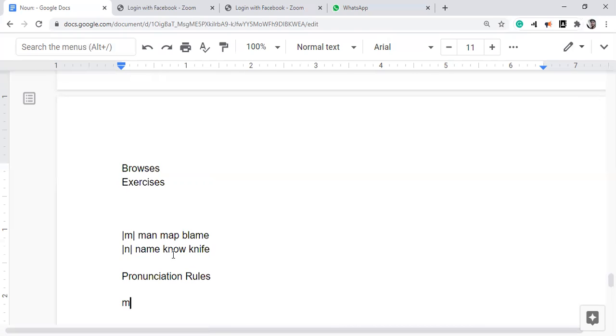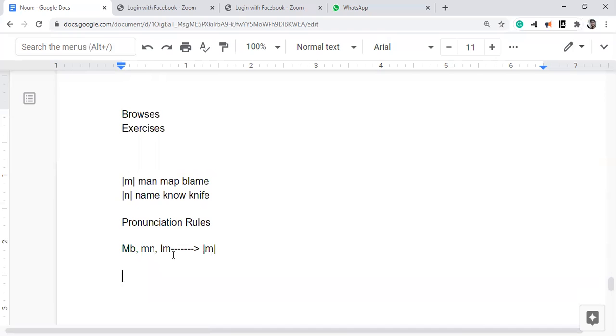Let's see the rule: whenever MB, MN, and you can say LM come together, the sound will be M. For example, comb. Do we say it with the B? No, we don't. Why? Because MB is coming together, and whenever MB comes together, the sound will be M. Very simple.